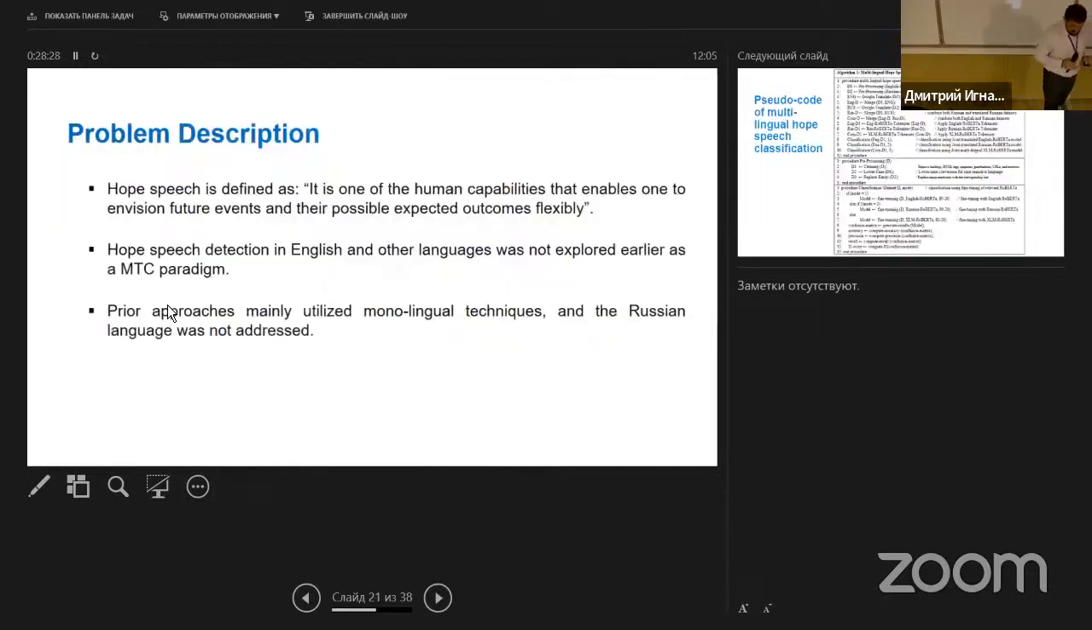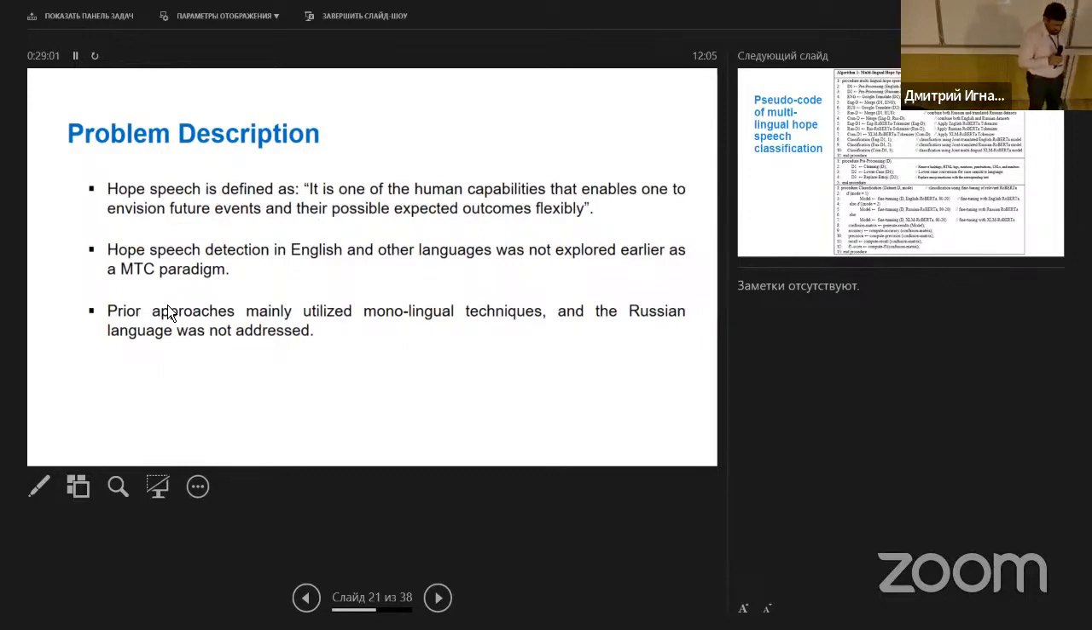Okay, so I just want to describe the problem and some points related to the literature survey of hope speech. You all know what hope speech is. It is one of the human capabilities that enables one to envision future events and their prospects, that is, their possible expected outcomes, flexibly. That is hope.